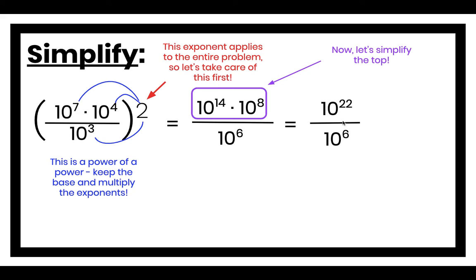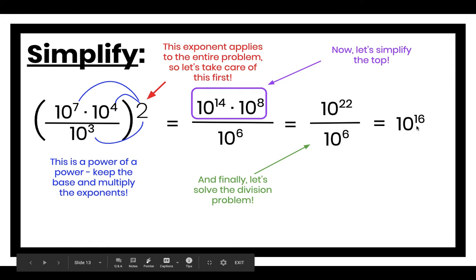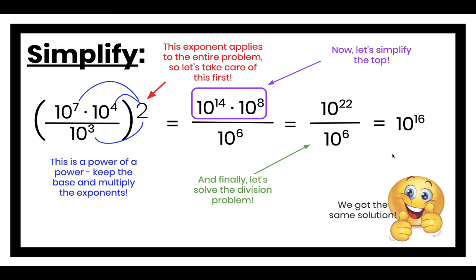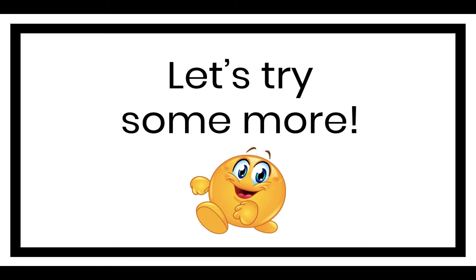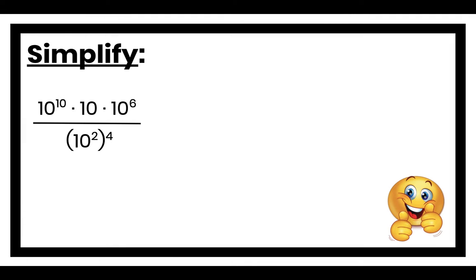Now it's just our simple division of powers. So we're going to subtract our exponents, keep our base the same. So it'd be 10, 22 minus 6 is 16. So 10 to the 16th power. All right, that's just another way you could have solved this problem. All right, let's try some more.